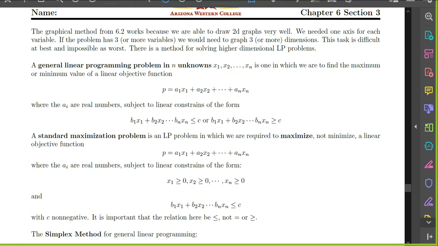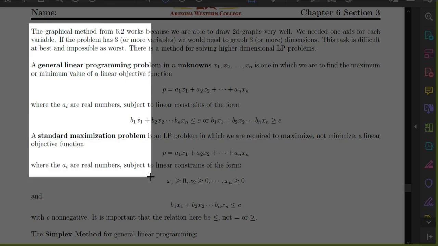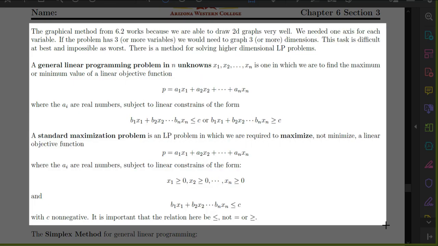All right, so for Chapter 2, Section 3, we are going to continue to talk about solving LP problems, or the general linear programming problem. And we're going to focus actually on a subset of that called the standard minimization or maximization problem in this section.